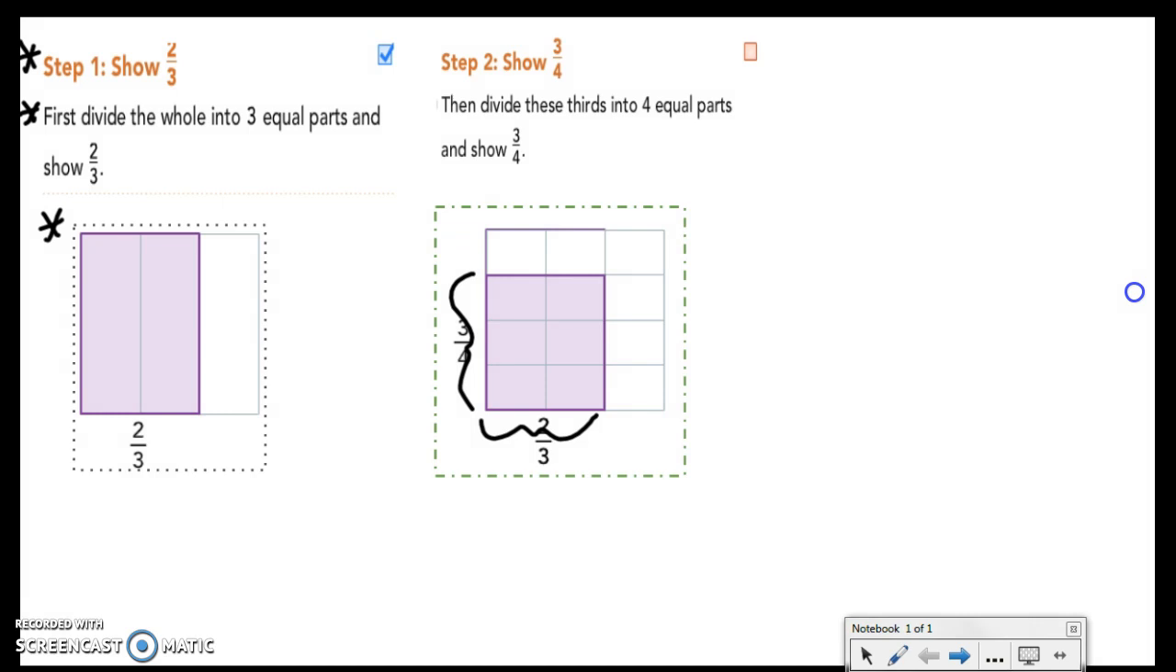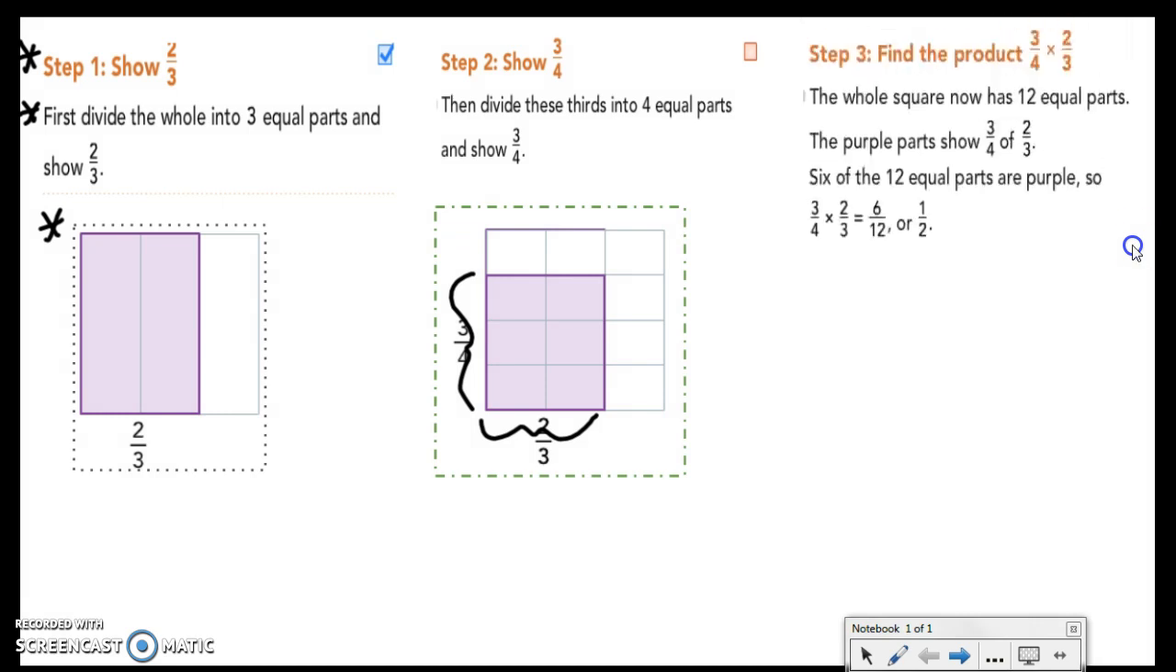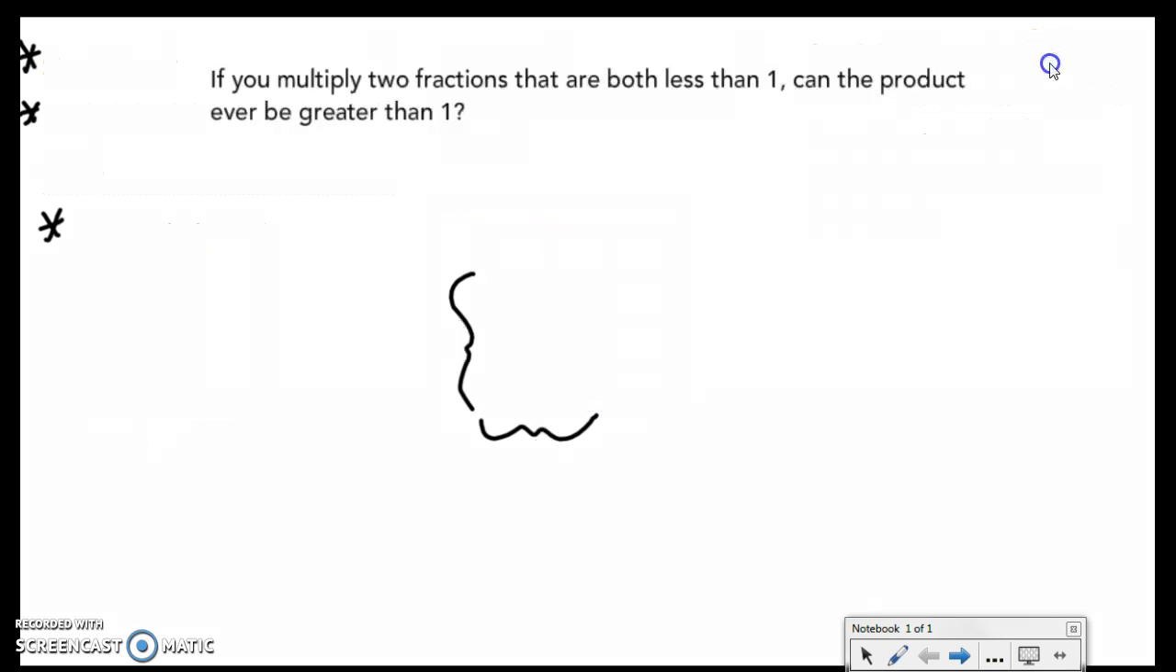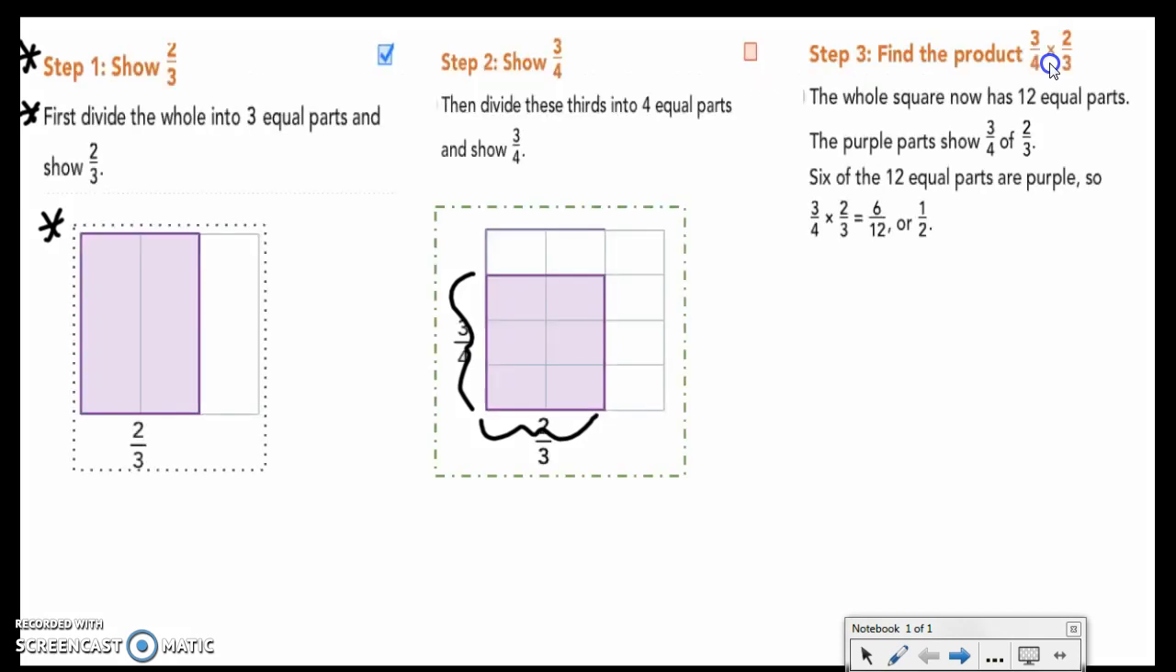And our third step that you're also going to copy down is this. Step 3, find the product of 3/4 times 2/3. The whole square now has 12 equal parts. We know this because 4 times 3 is 12. Sorry, go back. Hold on. We know that 4 times 3 will give us the product of 12. Okay? The whole square is now 12 parts.